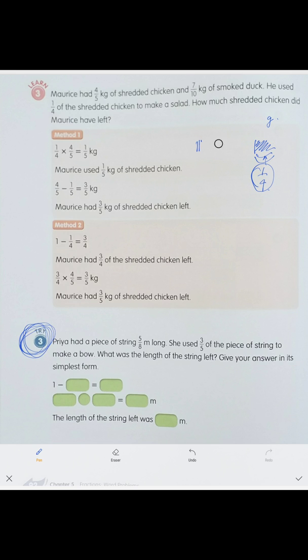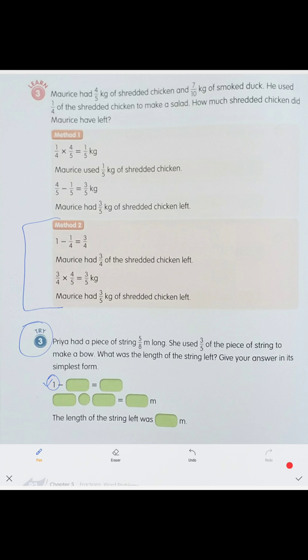Now let's focus on this problem. I'm going to erase this. Try. Priya, an Indian girl, had a piece of string 5 over 8 meter long. She used 3/5 of this piece of string to make a bow. What was the length of the string left? Give your answer in its simplest form. Absolutely identical thing. And because it starts with 1 here, it's going to be method 2 that they propose, right?